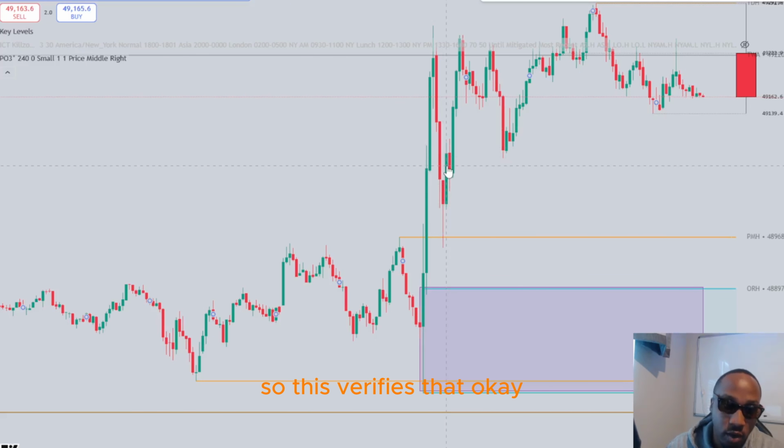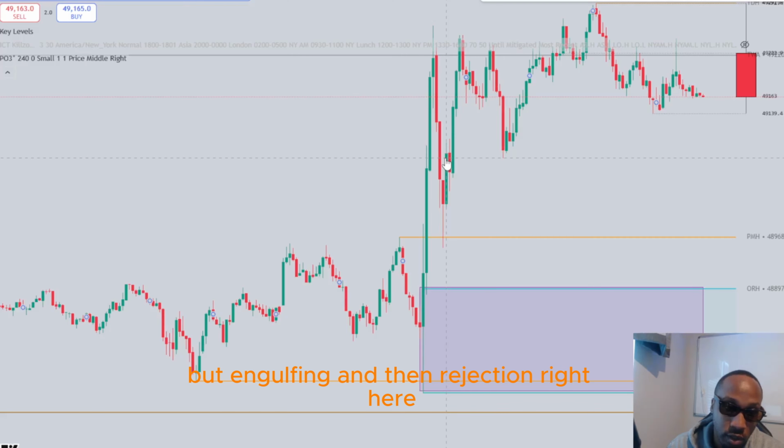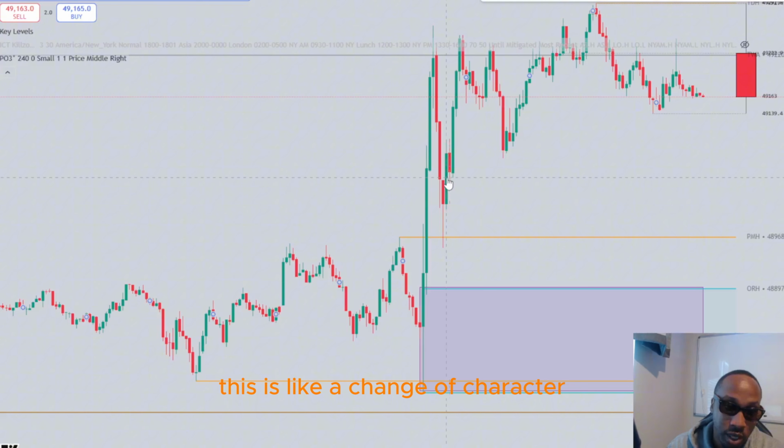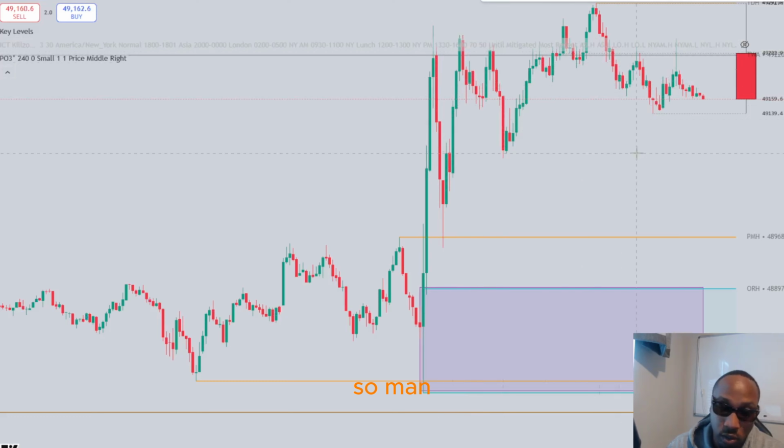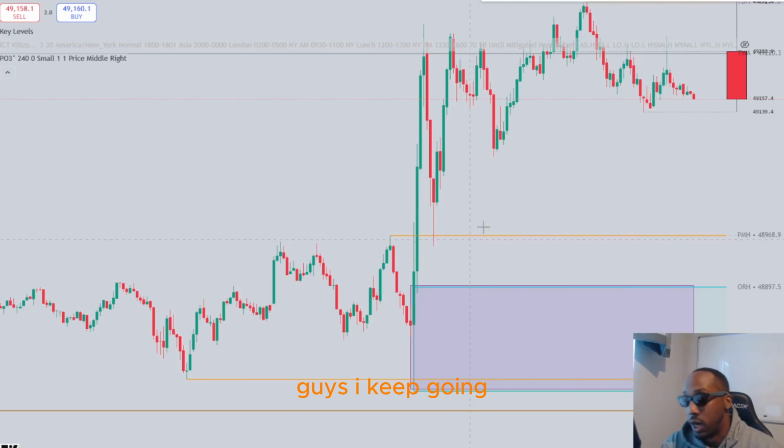So this verifies that, okay, this is going back up. It's confirmation. We got a break and retest of these pre-market highs, which is a true 5-minute ORB, then engulfing, and then rejection right here. This is like a change of character, break of structure, right? Bam, higher highs, retest of this higher low, and then bam, continue to the next high. So, guys, I keep going.